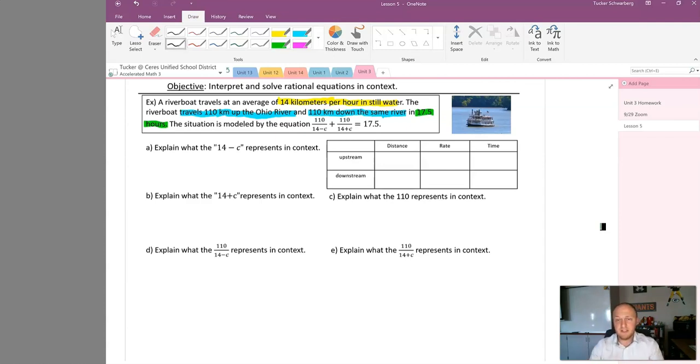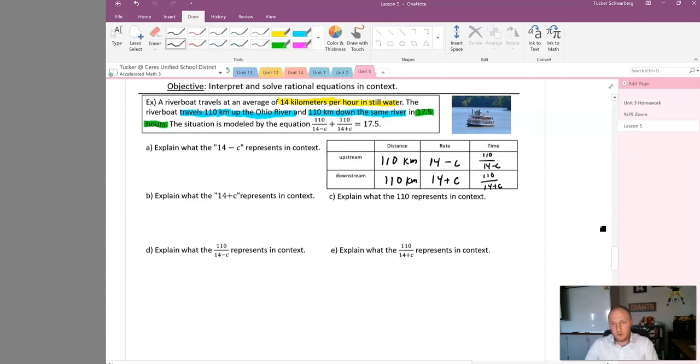Okay, so I just want to fill in the table again to kind of conceptualize this. So the distance, well, the riverboat went 110 kilometers, okay, in both instances, upstream and downstream. We also know that the riverboat was traveling at a rate of 14 kilometers per hour in both directions. But when it goes upstream, it's going to be working against the current. So I subtract the current. And when it goes downstream, it's going to be working with the current, plus c. Okay, so the total time is going to be, again, distance over rate. So time for downstream is 110 over 14 plus c. And total time upstream is 110 over 14 minus c.